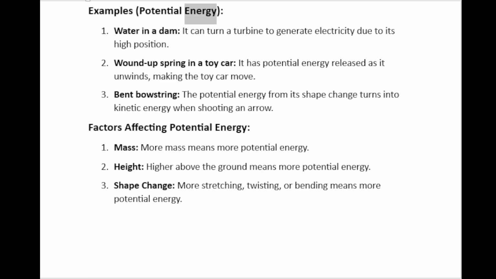Examples: potential energy. Water in a dam. It can turn a turbine to generate electricity due to its high position. Wound-up spring in a toy car. It has potential energy released as it unwinds, making the toy car move. Bent bowstring. The potential energy from its shape change turns into kinetic energy when shooting an arrow.